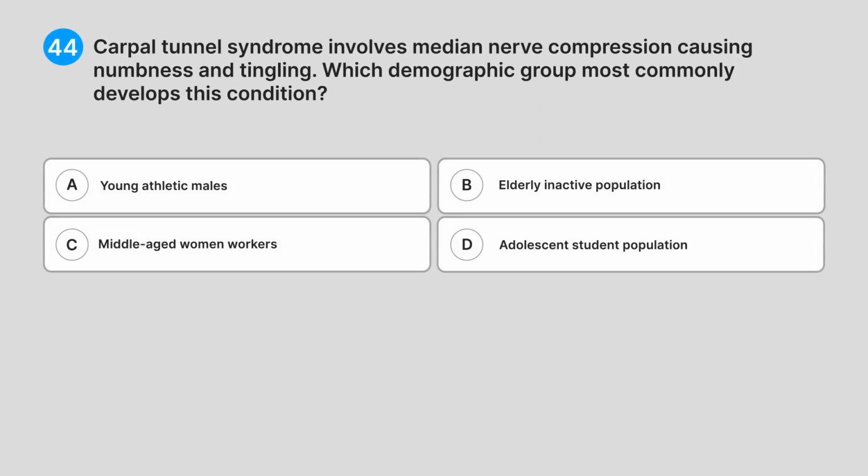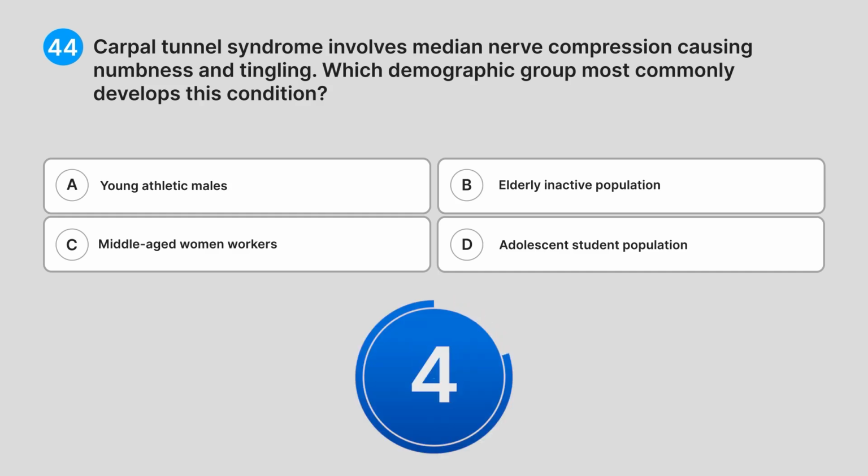44. Carpal tunnel syndrome involves median nerve compression, causing numbness and tingling. Which demographic group most commonly develops this condition? A. Young athletic males. B. Elderly and active population. C. Middle-aged women workers. D. Adolescent student population.